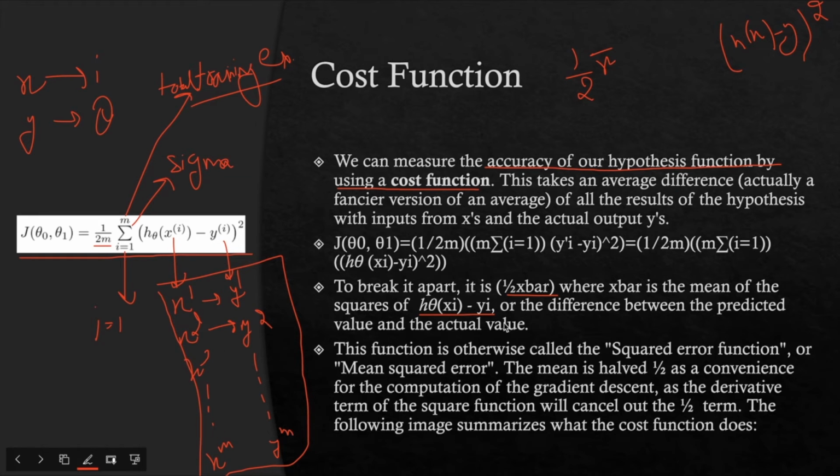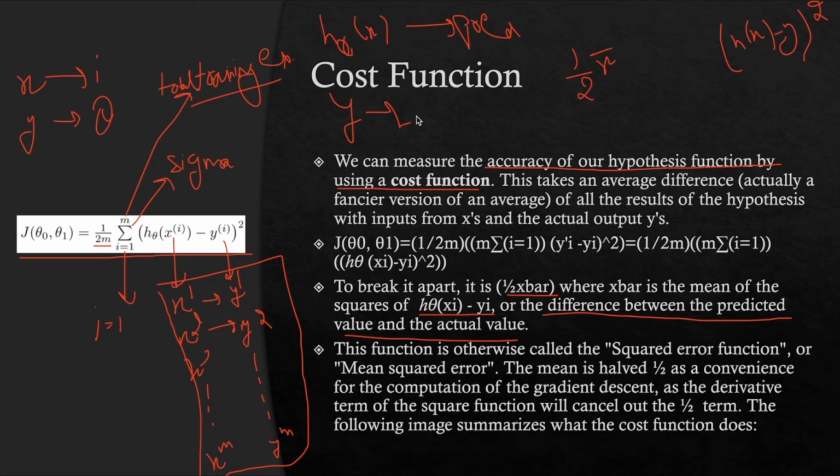So now next, the difference between the predicted value and the actual value. Here the h theta x is the predicted value, and the y is the actual value. So this function is also called the square error function or mean square error. The mean is halved as a convenience for the computation of gradient descent. This is for convenience, as the derivation term of the square function will cancel out.